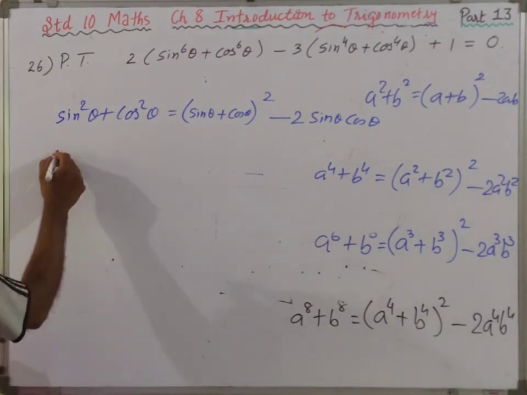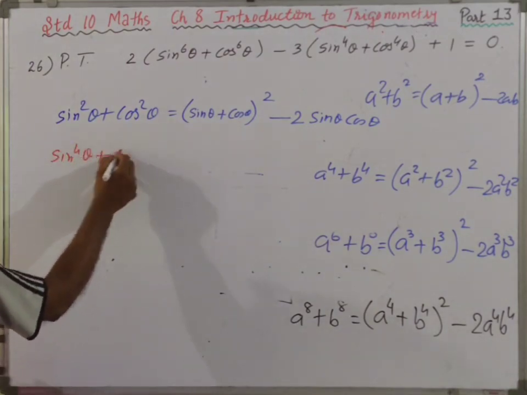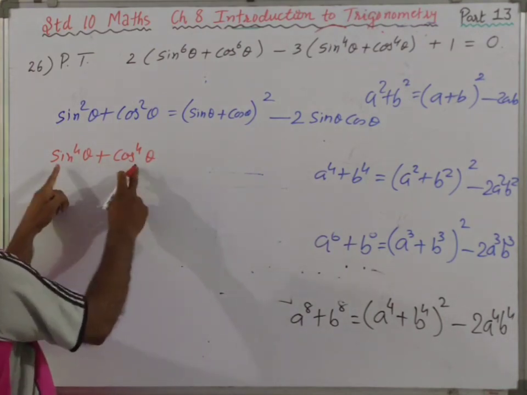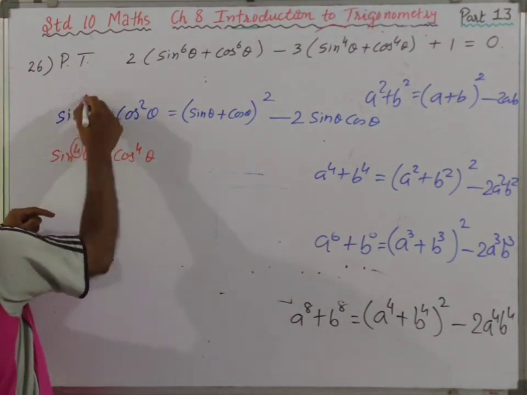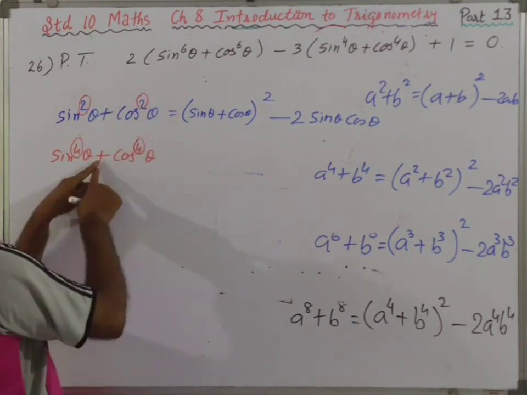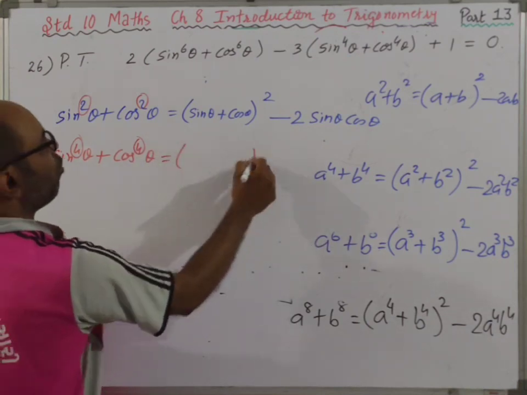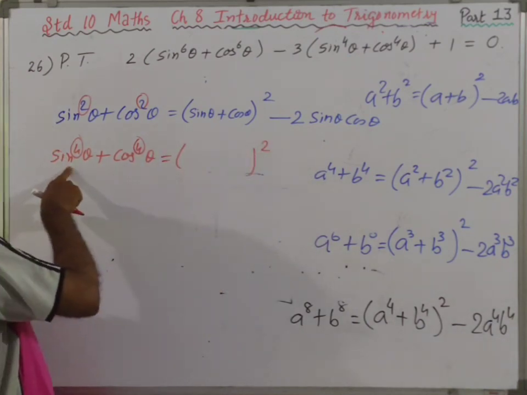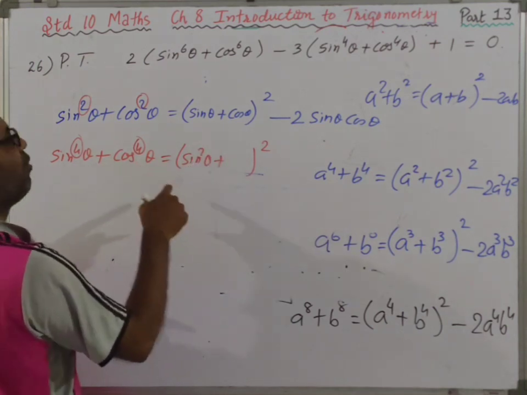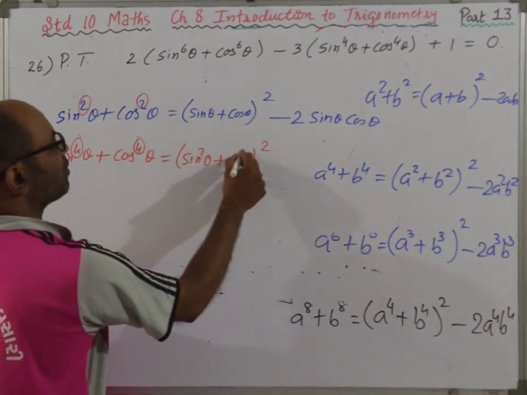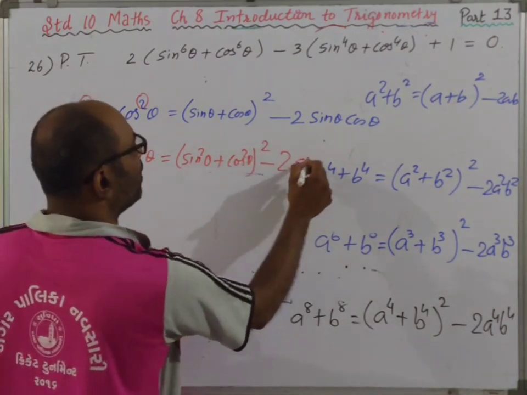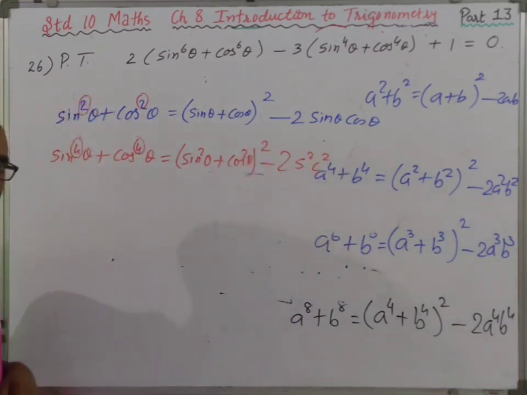Next, if I take sine raised to 4 theta plus cos raised to 4 theta, sum of perfect squares, look at the degree, the degree is even, so they are perfect squares. Sum of perfect squares, so you may write whole square. What is the square root of sine raised to 4? Sine square theta plus the square root of cos raised to 4, cos square theta, minus 2 times sine square into cos square. I have written in brief.